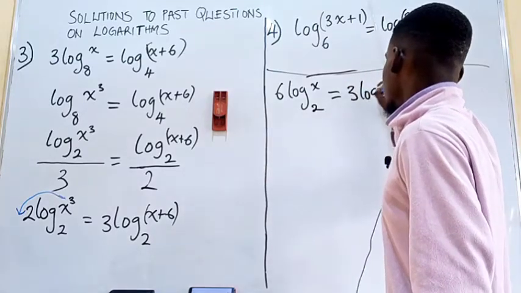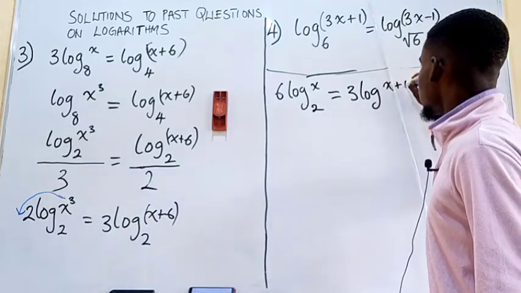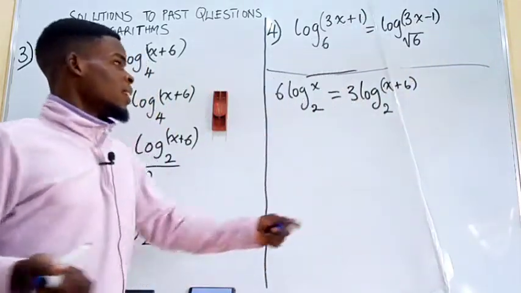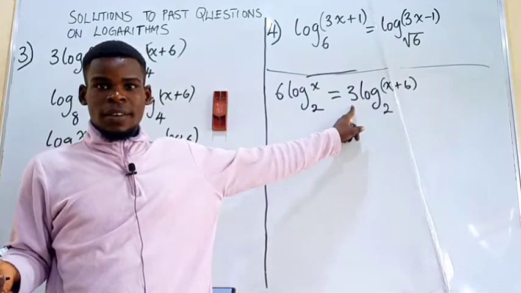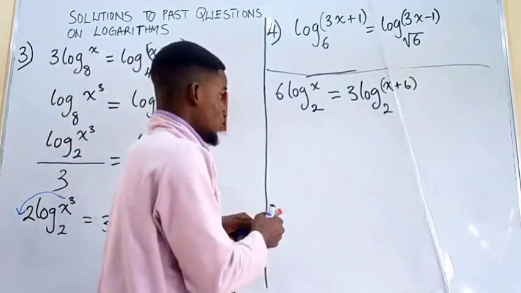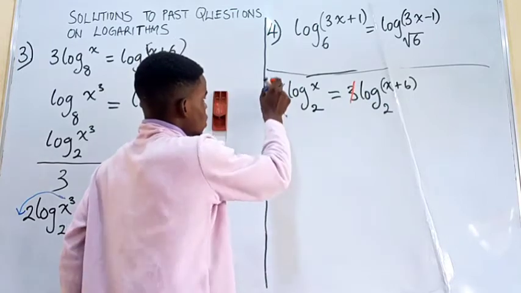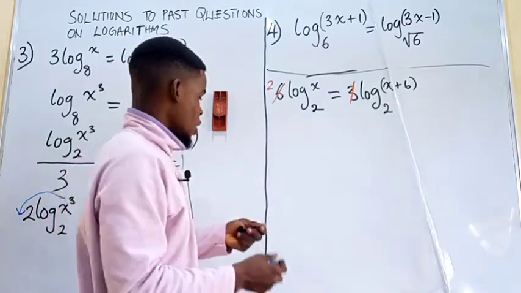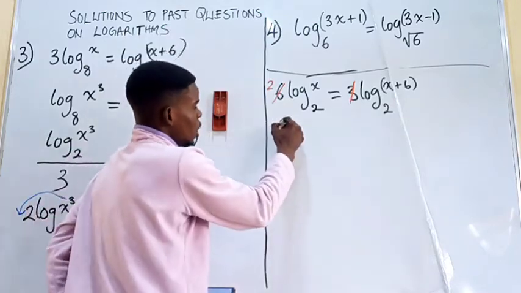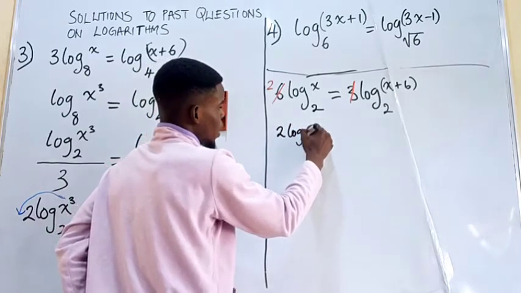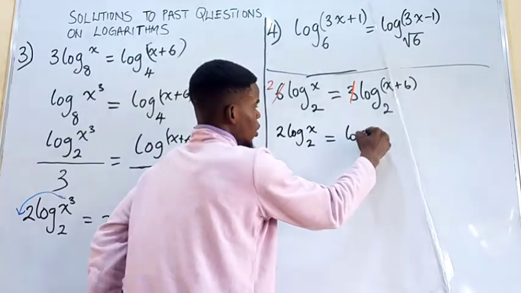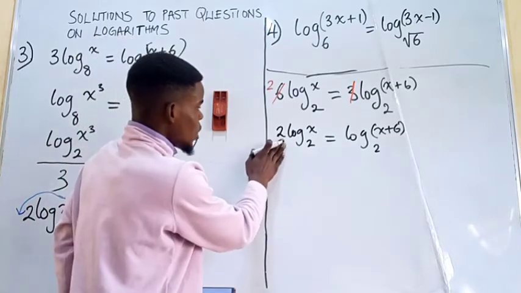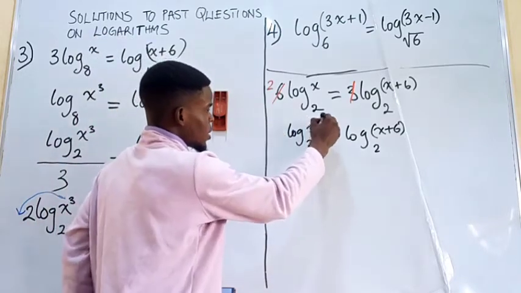Alright, so we equate it with 3 times the logarithm of x plus 6, and then to base 2 like that, alright? So you observe that if you divide both sides by 3, this is going to cancel out, and this is going to be left with 2. So 6 divided by 3 is going to give us 2 like that, alright? Okay, very nice. So what I would like to put here is 2 times the logarithm of x to base 2, and I equate it with the logarithm of x plus 6, then to base 2 like that, alright? Okay, great. And you know that this 2 here, I can take it up to become the power of x, just like that.